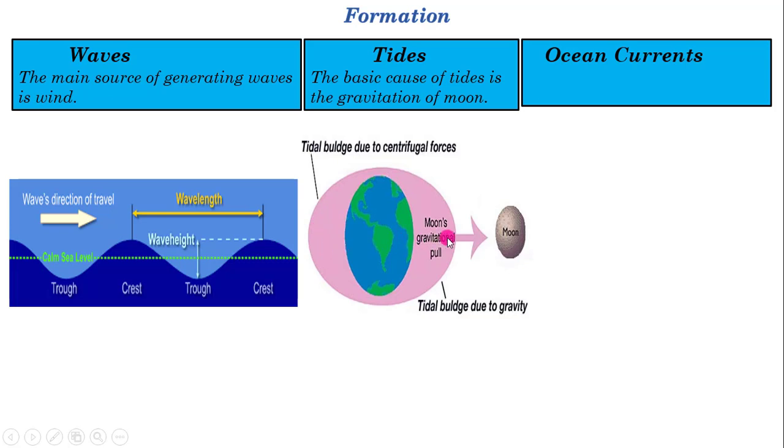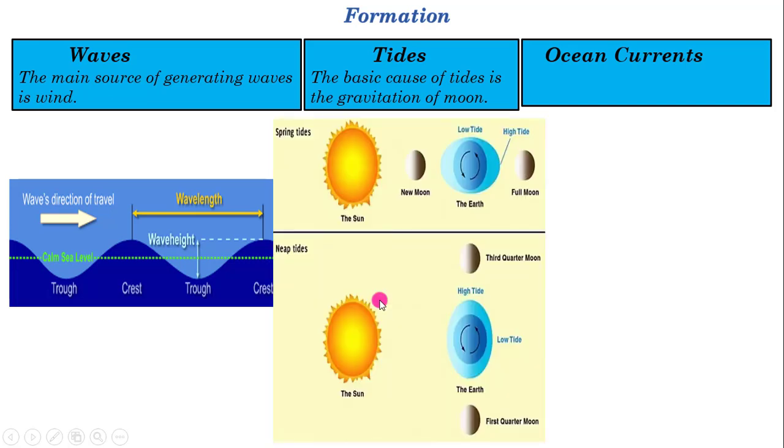So high tides are formed on these two sides of the earth, and on these two sides, which are at right angle to the moon, low tides are formed. There are 2 periods of high tides and 2 periods of low tides every day. Tides are further categorized into spring tides and neap tides. Neap tides are especially the strong tides which occur when sun, moon and earth are in a line. Neap tides are especially the weak tides which occur when sun and moon are perpendicular to each other with reference to the earth.